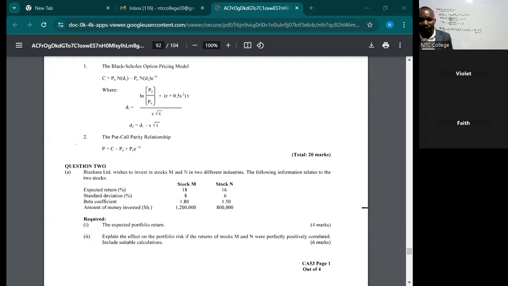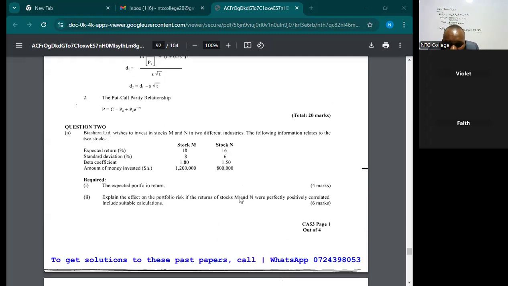That's simple. Now, the second question they're saying, explain the effect on the portfolio if the returns of stock M and N were perfectly positively correlated. Then they are telling you to include suitable calculation. They want you to confirm the impact. Now, what do you think will happen if they are perfectly positively correlated?